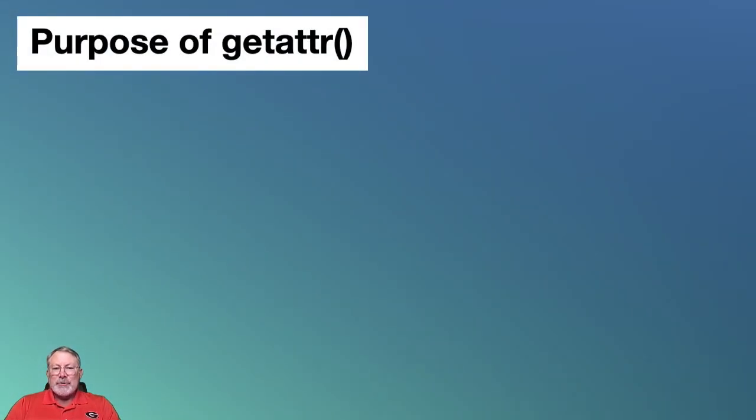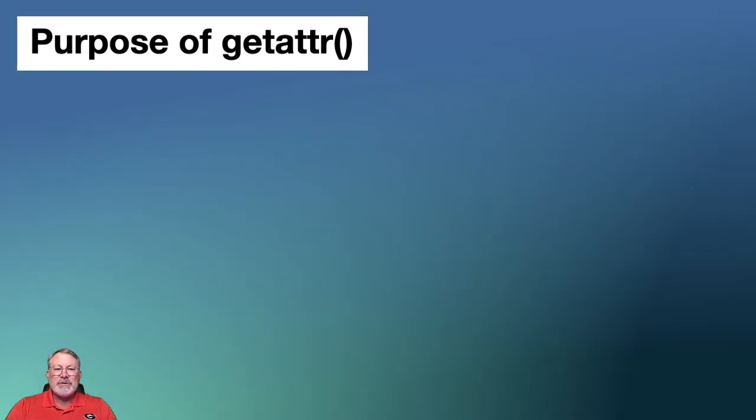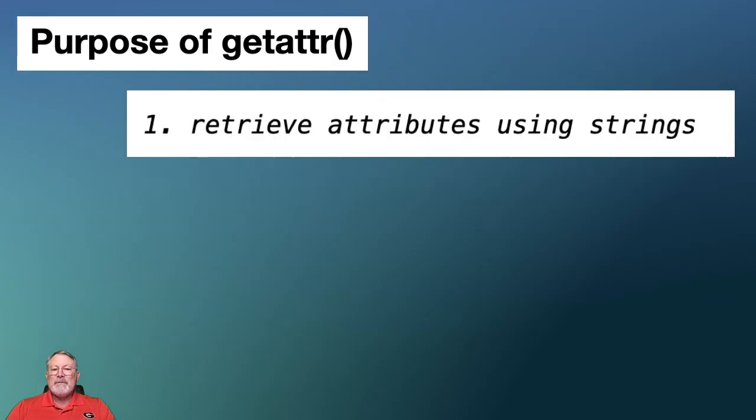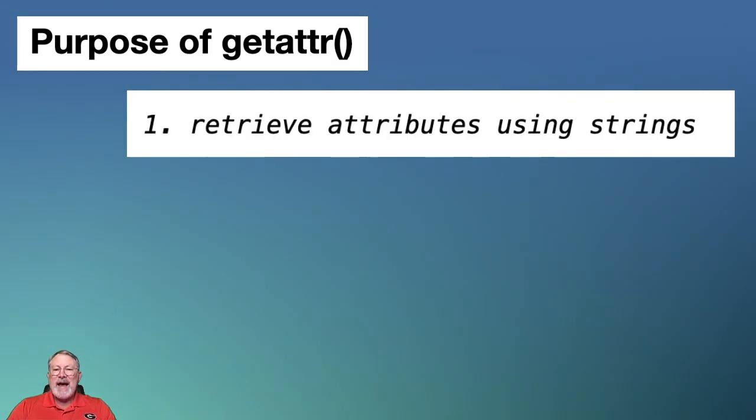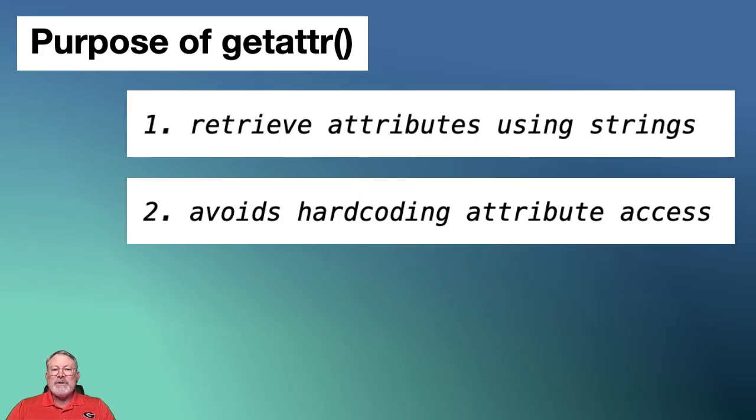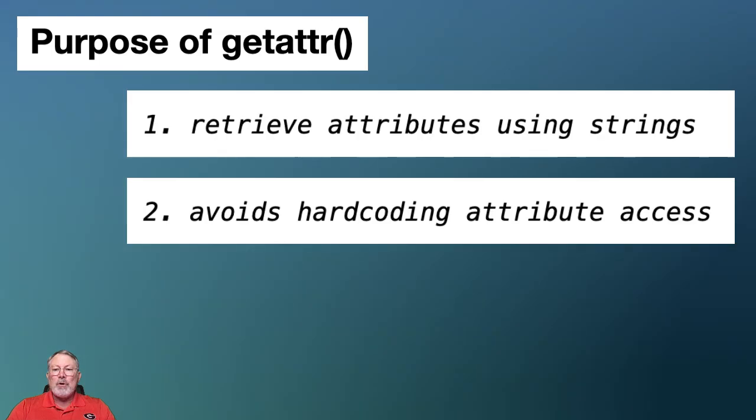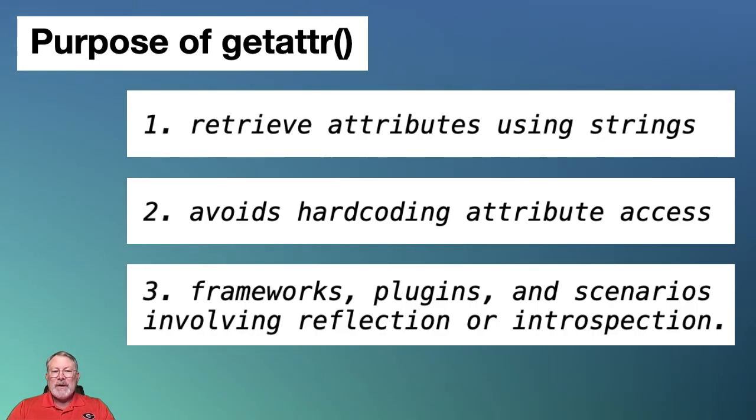So why use getattr? It's perfect for situations where you need to access attributes dynamically. Let's cover some key concepts. First, getattr lets you retrieve attributes using strings, making it great for dynamic programming. Second, it avoids hard coding attribute access, allowing you to work with unknown or flexible object structures. And third, it's commonly used in frameworks, plugins, and scenarios involving reflection or introspection.